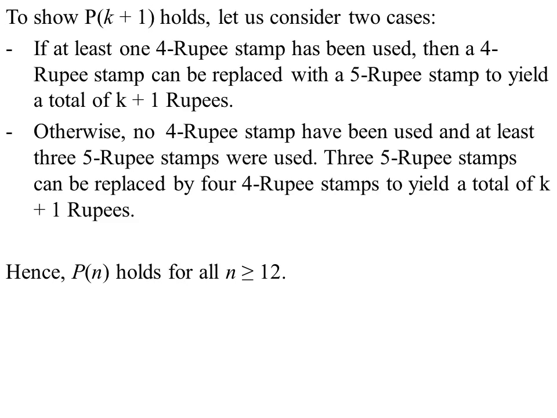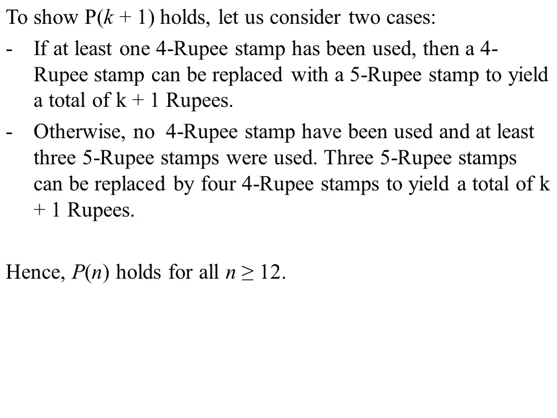Similarly, when you take k is equal to 13, to form 14 rupees, 13 rupees is formed using two 4 rupee stamps and one 5 rupee stamp. Now, from 13, one 4 rupee stamp you replace with a 5 rupee stamp. With this, the 14 rupees can be formed using one 4 rupee stamp and two 5 rupee stamps.